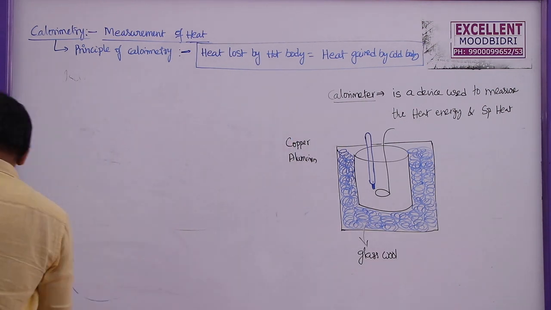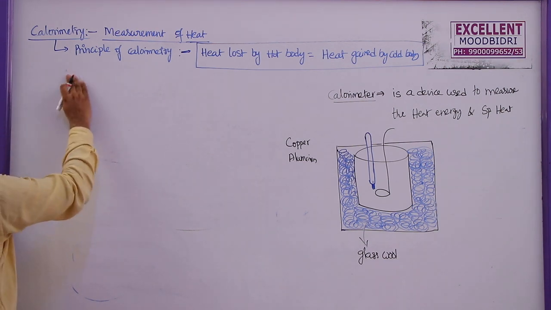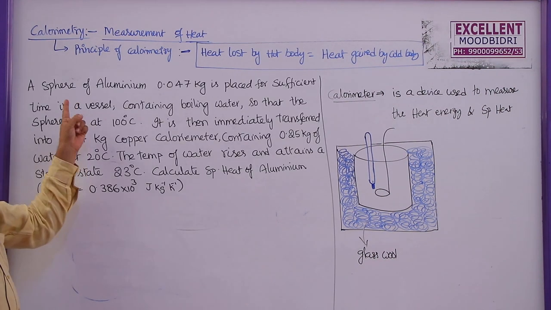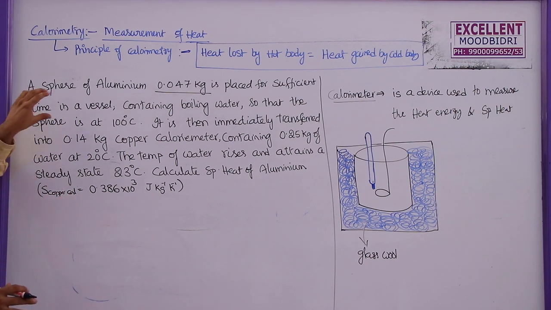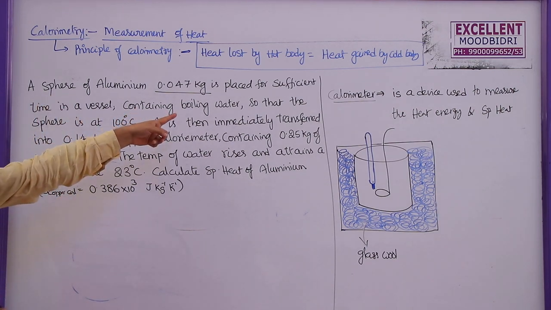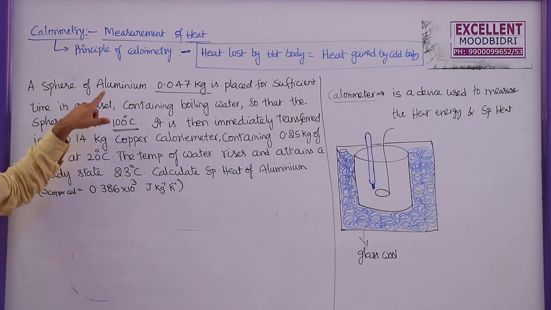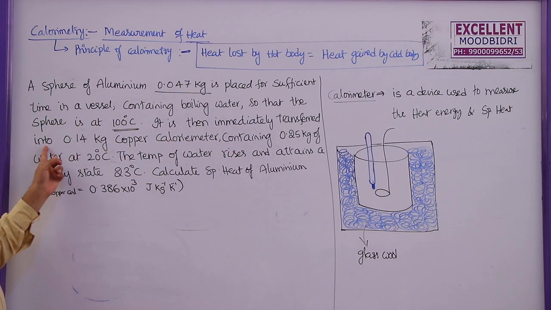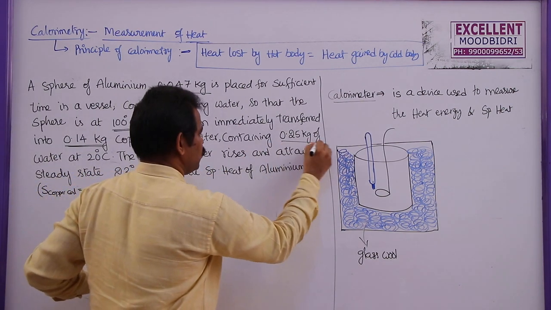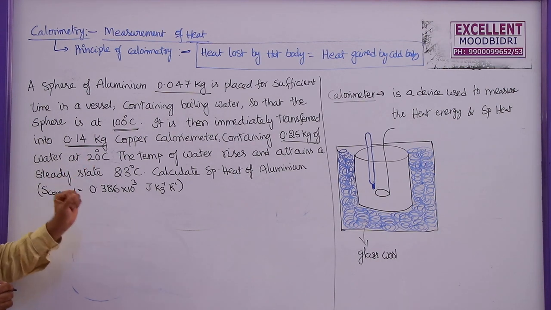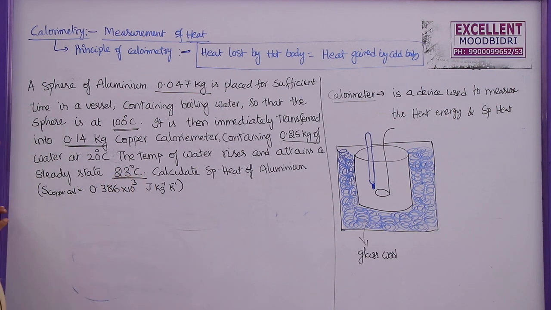Now, in this case, I am going to solve a simple problem. A sphere of aluminum of 0.04 kg is placed for sufficient time in a vessel containing boiling water so that the sphere is at 100 degrees centigrade. This hot aluminum sphere is then immediately transferred into a 0.14 kg copper calorimeter containing 0.25 kg of water at 20 degrees centigrade. The temperature of water then rises and attains a state of 23 degrees Celsius.